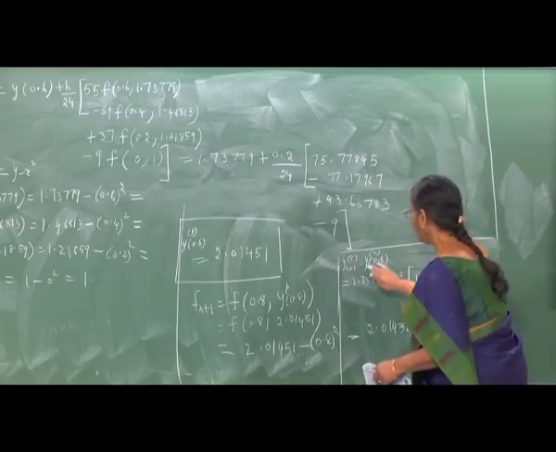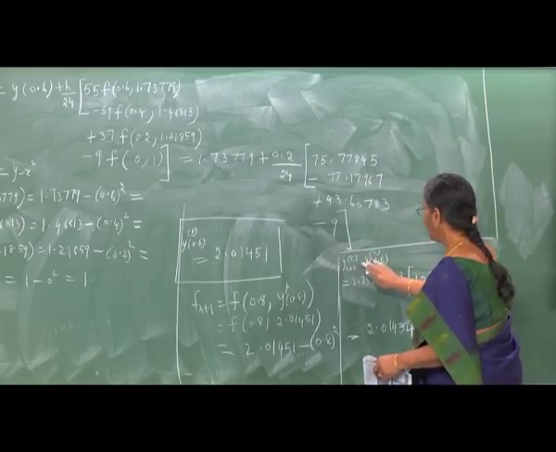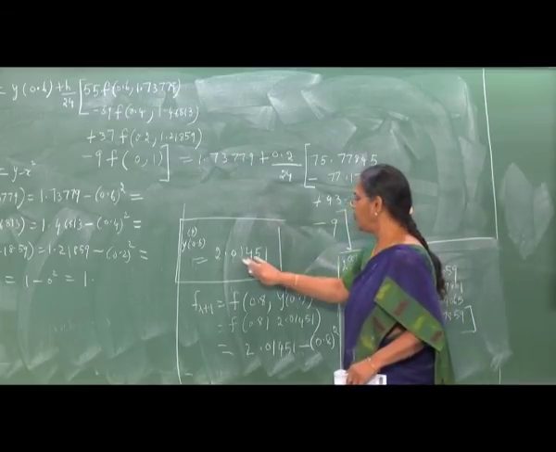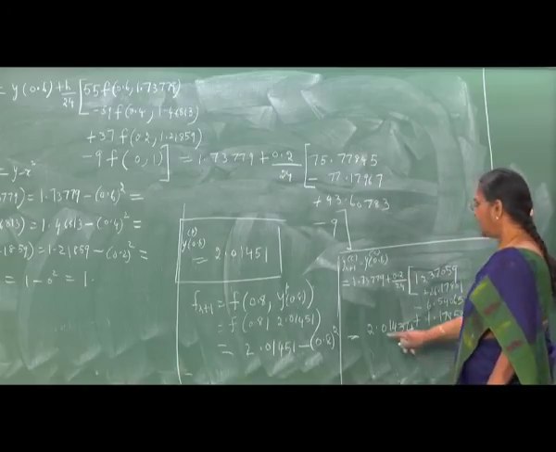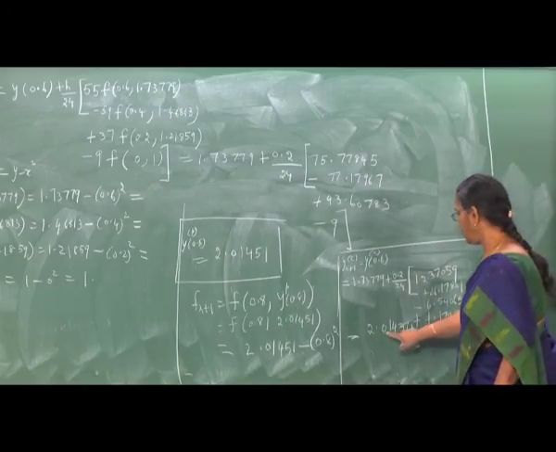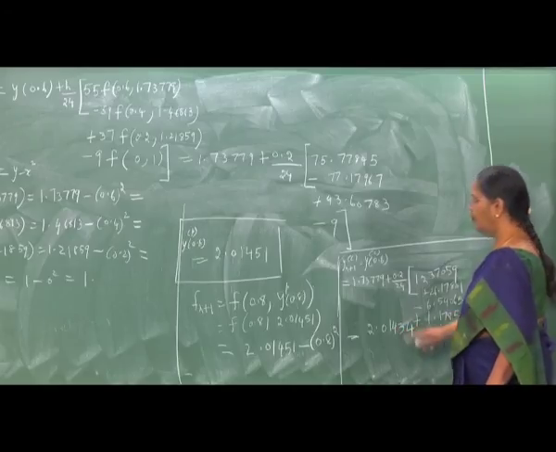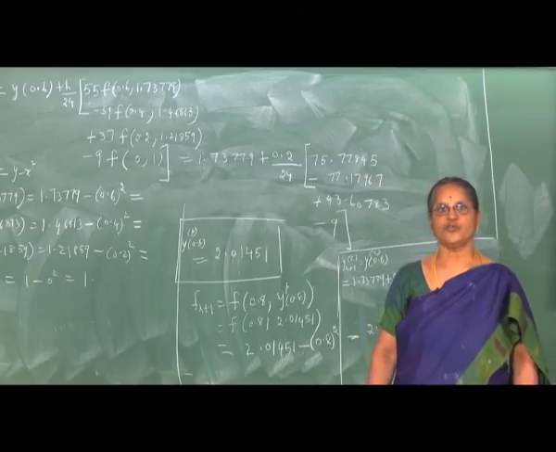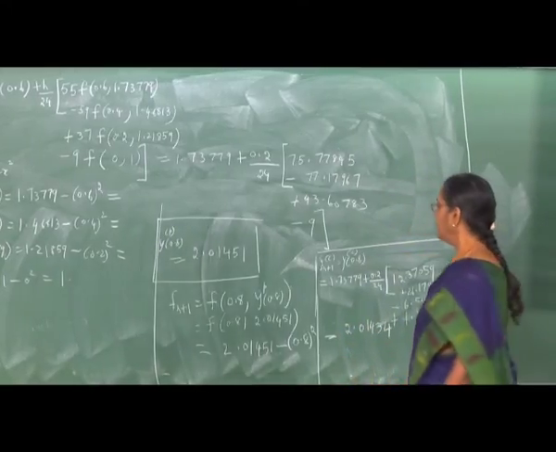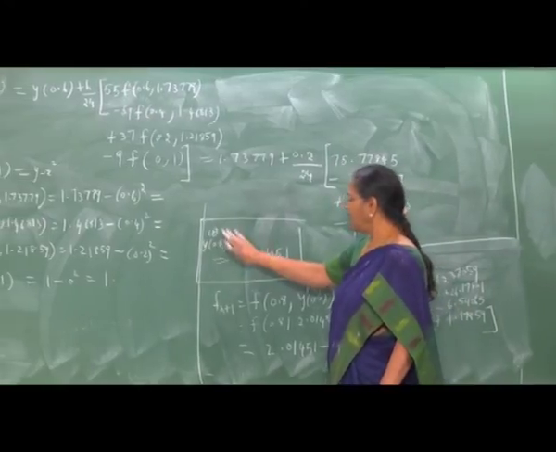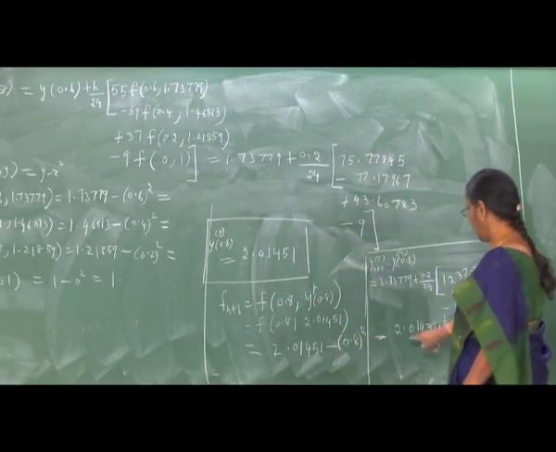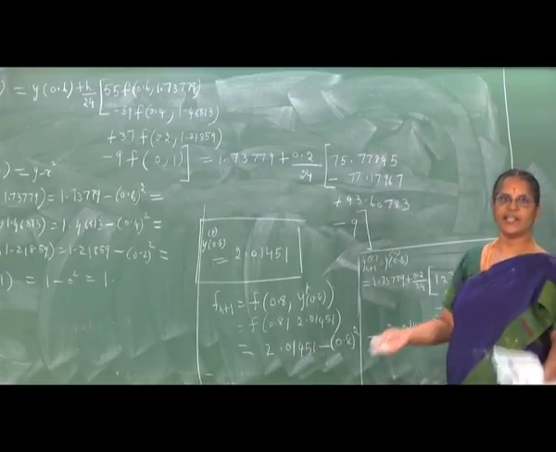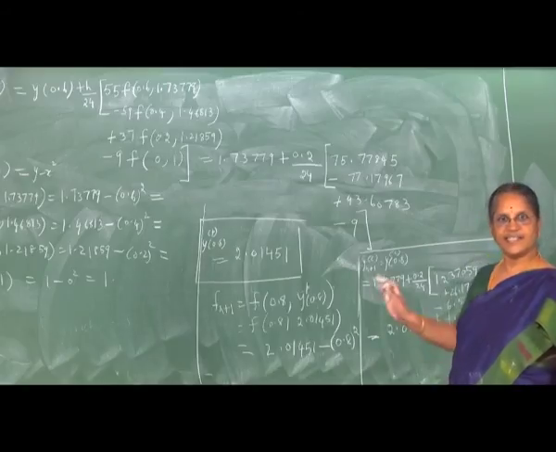This is the corrected value of y at 0.8. The predicted value is 2.01451 and the corrected value is 2.01434. If I require that my solution is correct to 2 decimal places, I observe that the predicted value is 2.01 and the corrected value is also 2.01. So, the desired degree of accuracy is attained at this step.